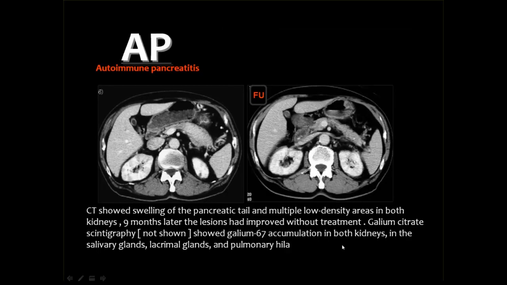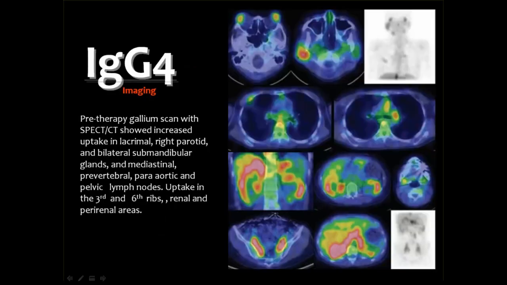Then this is one of the examples where the patient received corticosteroids, and before therapy you got swelling of the pancreas, homogeneous enhancement of the pseudocapsule. Then after corticosteroid therapy you got regression of the lesion with restoration of the normal pancreatic density.